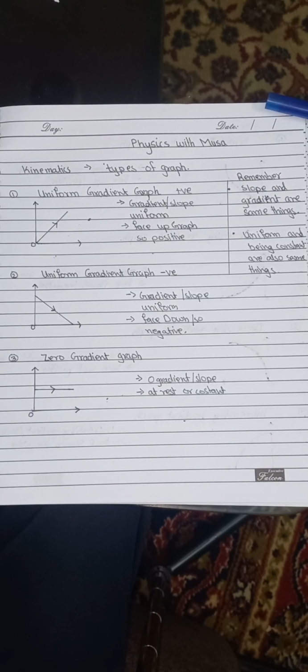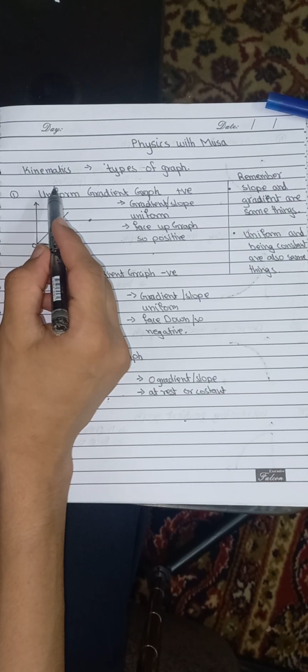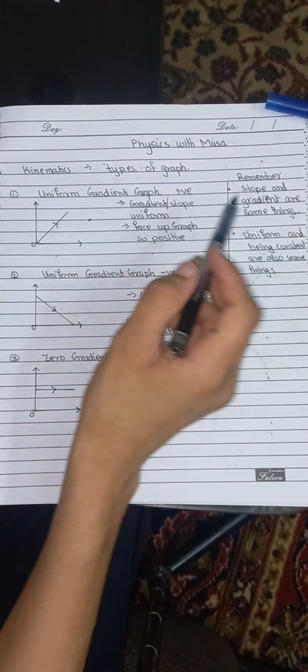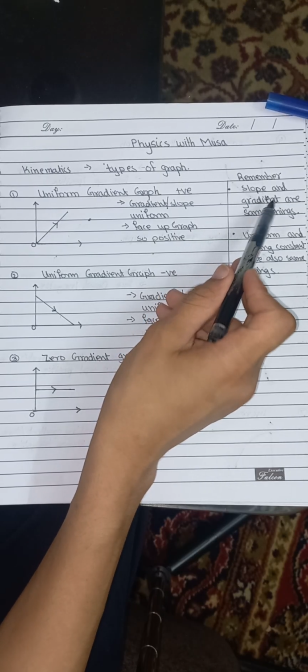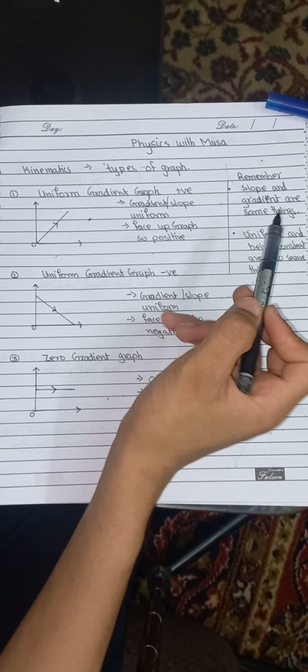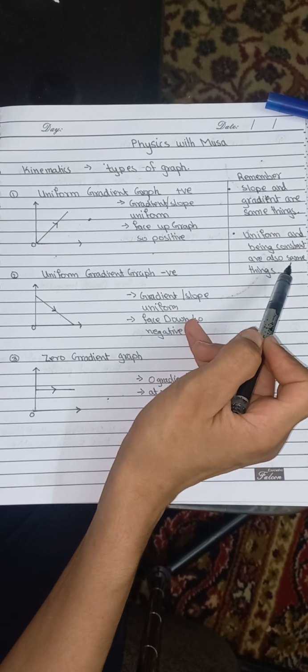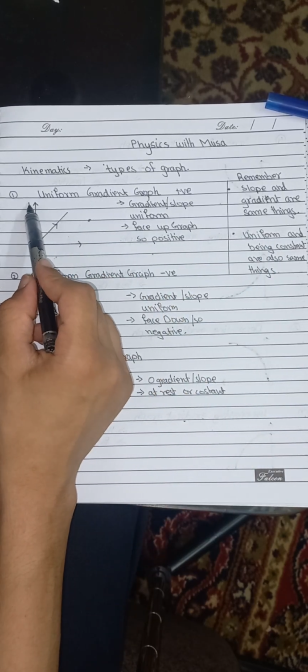Today we will study kinematics and the types of graph used in kinematics. Remember one thing, that slope and gradient are the same things, and uniform and being constant are the same things. Now we will study the graph number 1.